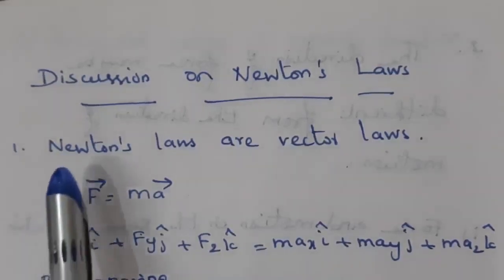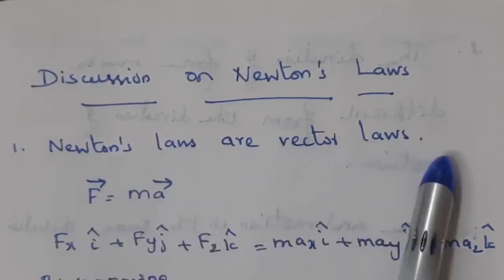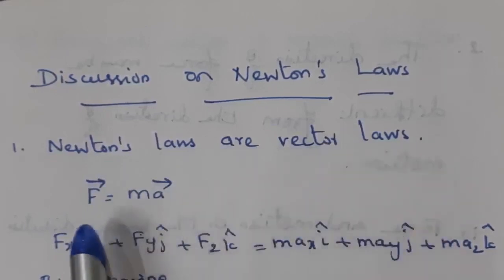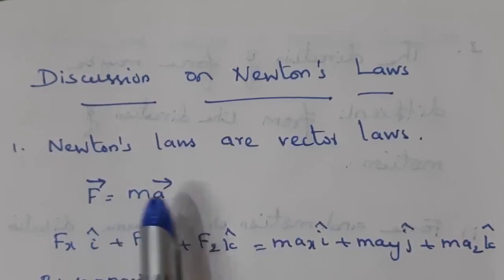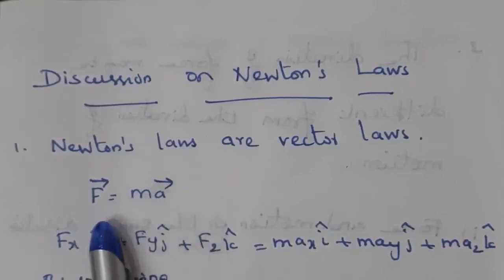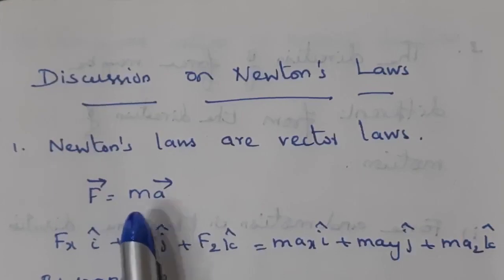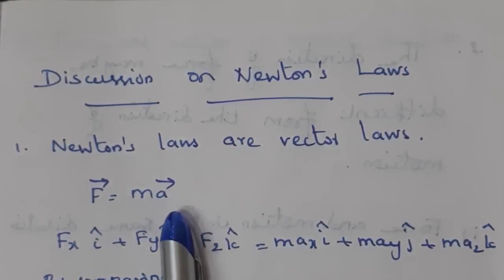The first point: Newton's laws are vector laws. That is, F vector equal to m a vector, where F is the force, a vector quantity, m is the mass, a scalar quantity, and a is the acceleration, a vector quantity.